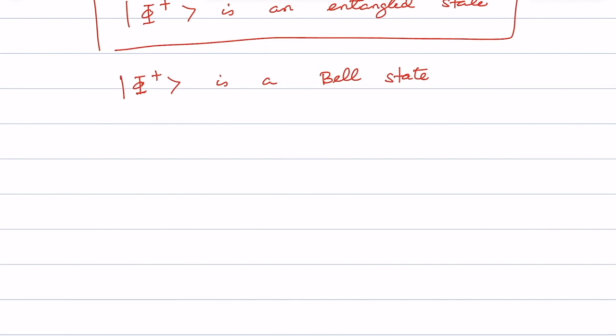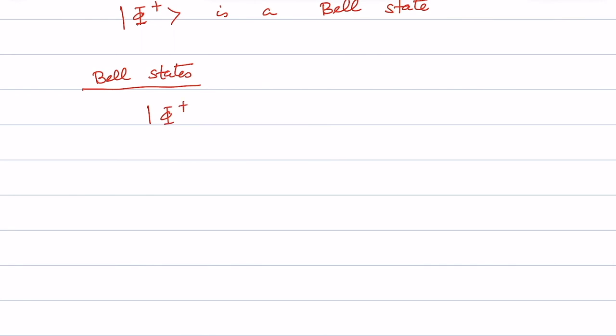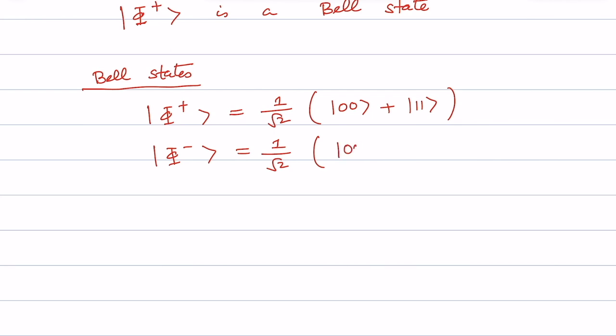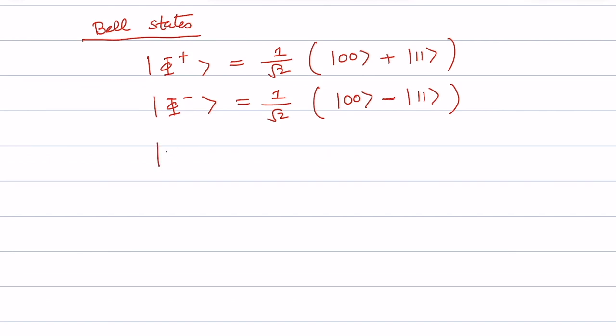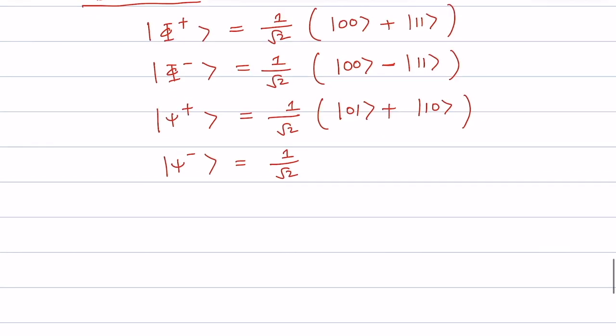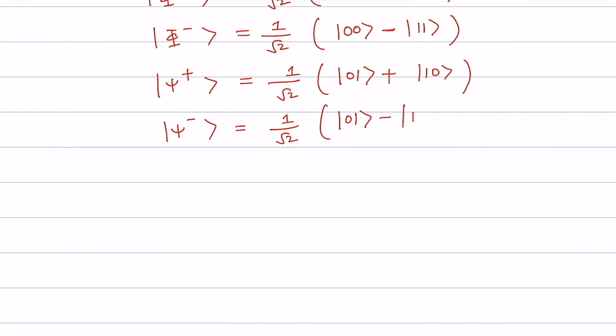Let me write down all the Bell states here. You can remember them. All of them are entangled states. Phi plus, we already know, is 1 by root 2 (|00> + |11>). Phi minus is 1 by root 2 (|00> - |11>). You see the difference in the sign here. Then we have the state psi plus, 1 by root 2 (|01> + |10>), and psi minus, equal to 1 by root 2 (|01> - |10>).